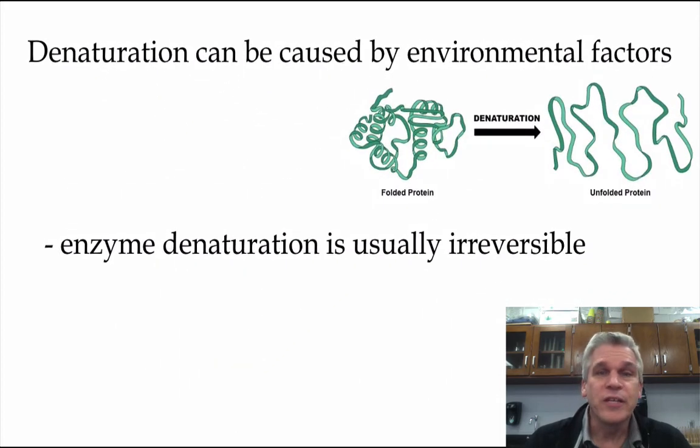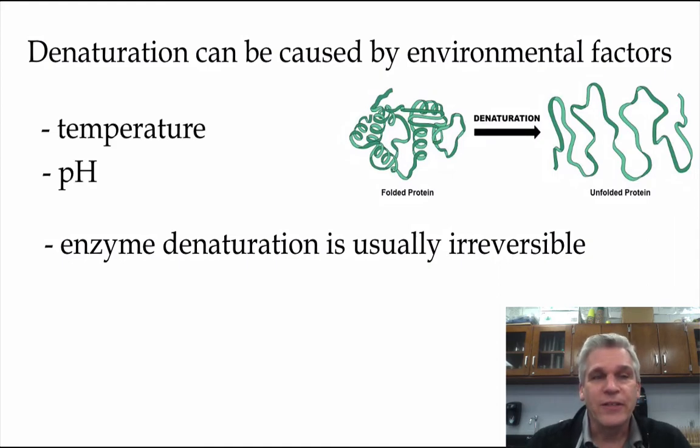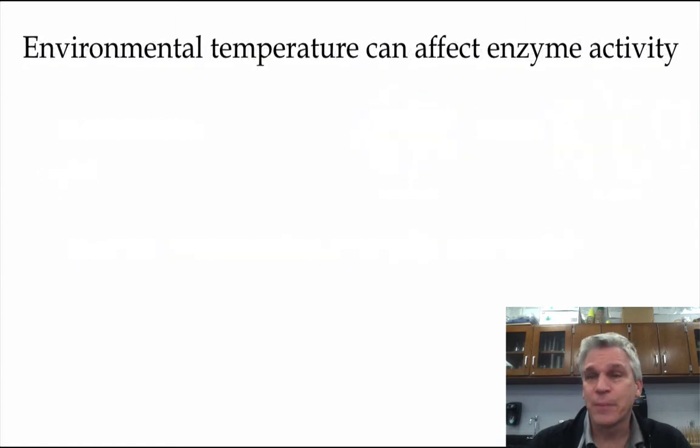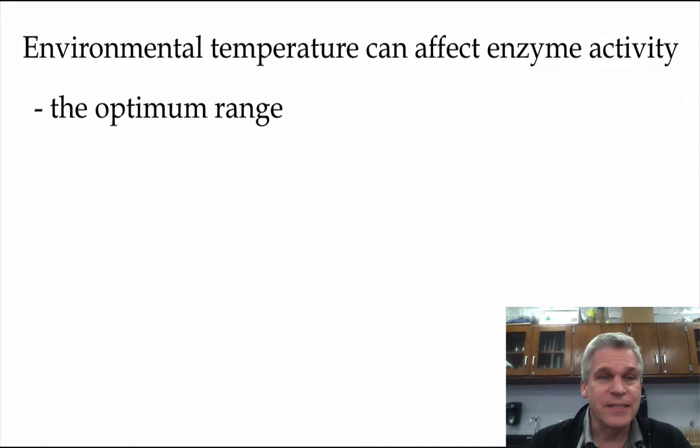So denaturation can be caused by environmental factors, and typically this is irreversible. Now there's a few cases where it can revert back to its original shape, but for the most part, just think if the enzyme has been denatured, it's not going to work ever again. Some of these environmental factors are temperature and pH. Let's look at temperature and how that can affect an enzyme activity.